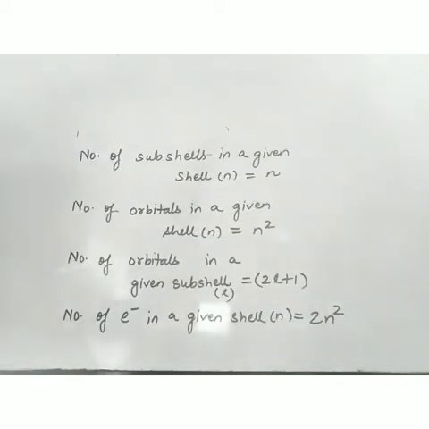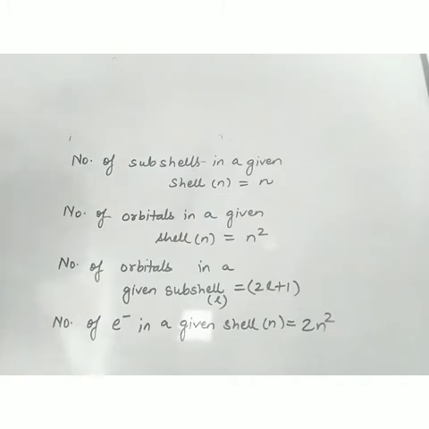Now there are certain relations. The first relation is the number of subshells in a given shell, that is n, the shell number itself. Suppose I want to calculate the number of subshells in the 10th shell, that will be equal to 10. The second is the number of orbitals in a given shell, it is n square. So suppose my shell is the 10th, so the number of subshells will be 10 only, and the number of orbitals will be 10 square, that is 100.